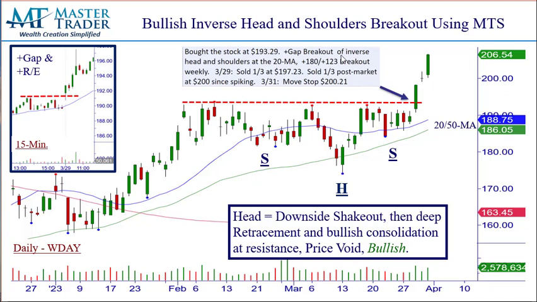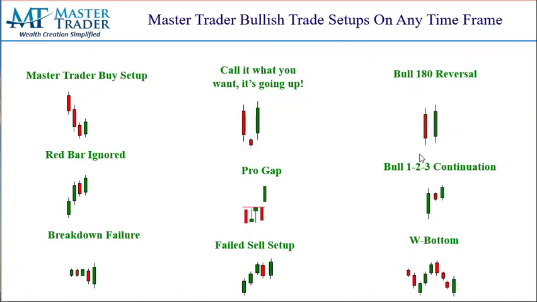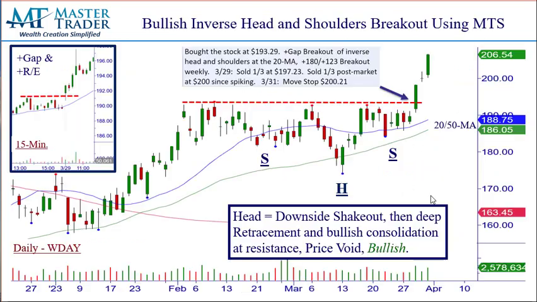Here's the technical setup. A bullish gap breakout, inverse head and shoulders at the 20 MA. Now, you can't see this here, but it was a bullish 180 and a 123 breakout on the weekly. What does that mean? Those are two of our other setups. So we had a bullish 180 reversal, we had a bullish 123 continuation pattern on a larger time frame, and we had a breakout on the daily, breakout on the 15-minute chart.